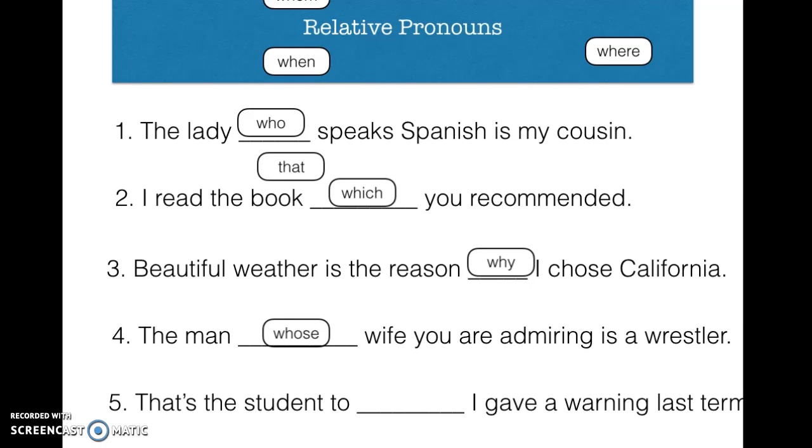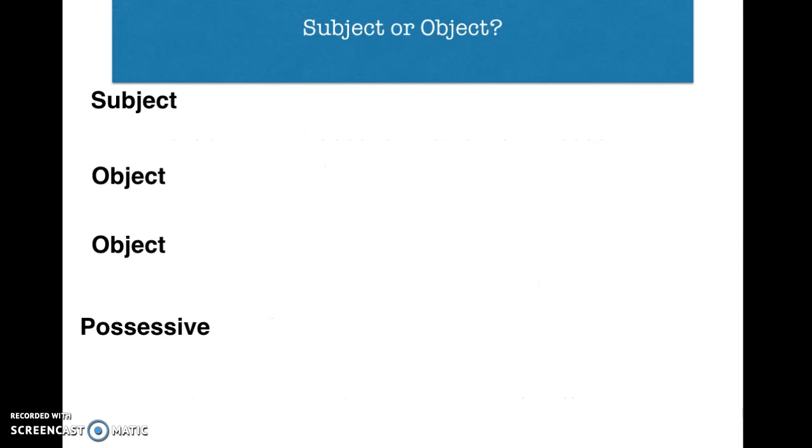And that's the student to whom, in this case, whom. Well, the student is an object pronoun, so we can use whom instead of who. Let's look at what I mean by that. In some of them, you can actually take them away. If it's an object pronoun, like with book here, we can take away that. I read the book you recommended. And same with number 3, beautiful weather is the reason I chose California. Let's look at why we can do that.